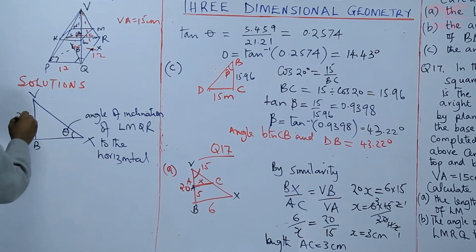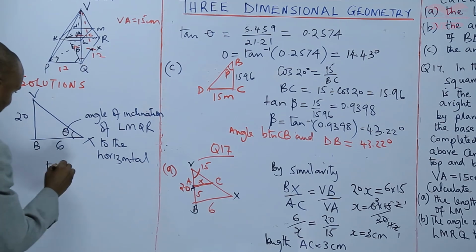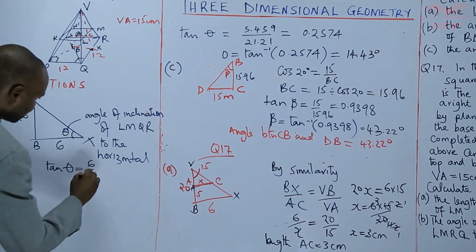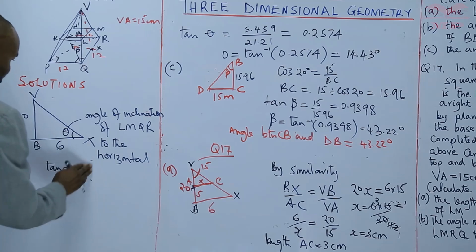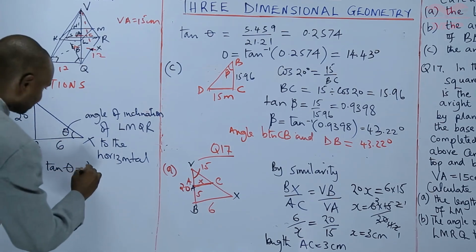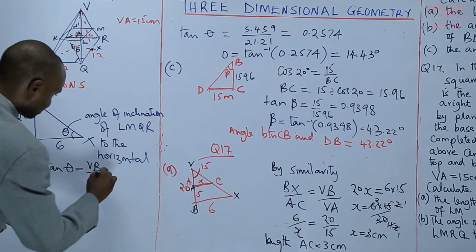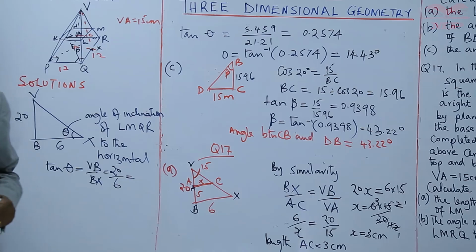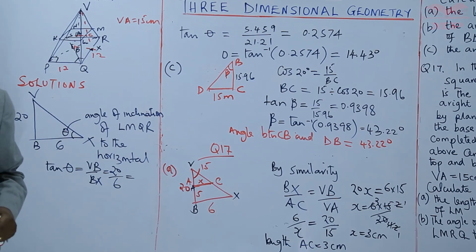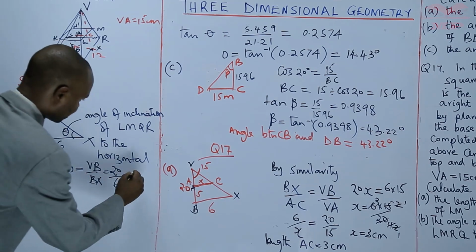But I know here it is 20, and I know here it is 6. So I'll say tan theta is equal to 6 divided by 20. Not 6 divided by 20, but opposite, VB over BX, which is 20 divided by 6, which gives me 3.3333.